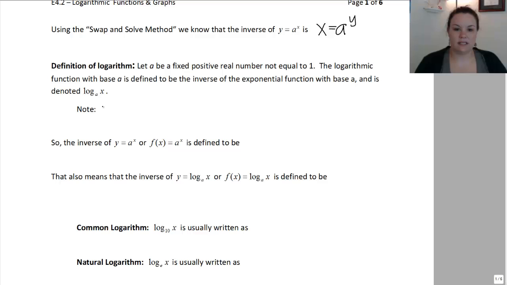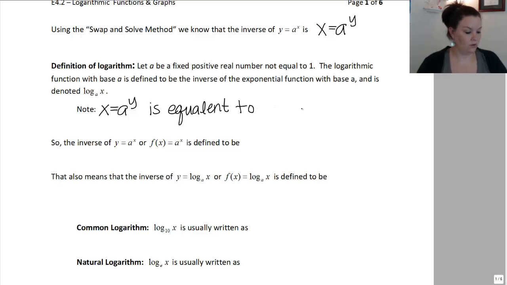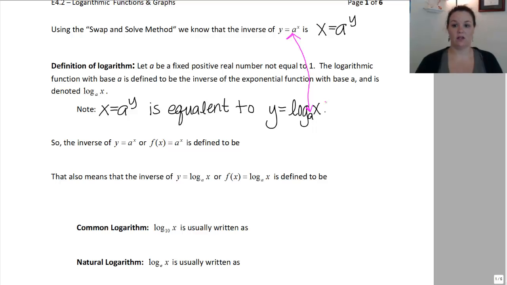So in other words, x equals a to the y, which is what we just said above, would be the inverse of an exponential, and is equivalent to y is equal to log base a of x. What I want to point out here is notice in exponential form and in log form, the exponential base is the same as the log base. So all we're doing is swapping our variables, right? And we're using a log base a rather than an exponential base a.